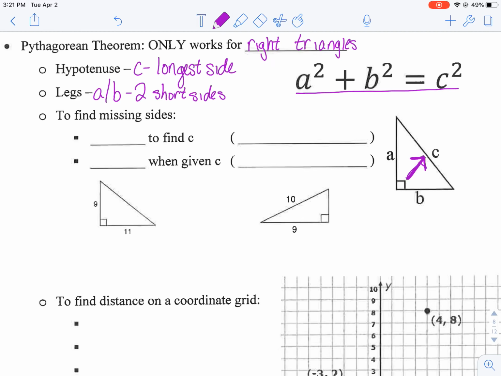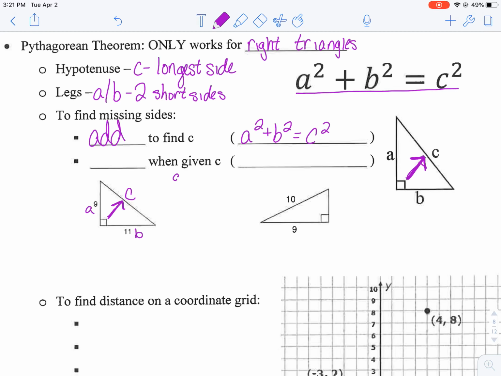So we're going to practice finding missing sides. So I have two different problems. Right here, I am finding C. C is what I'm looking for. So we're going to add. We're going to add A squared plus B squared to figure out our C squared. So I'm going to label one side A, one side B.